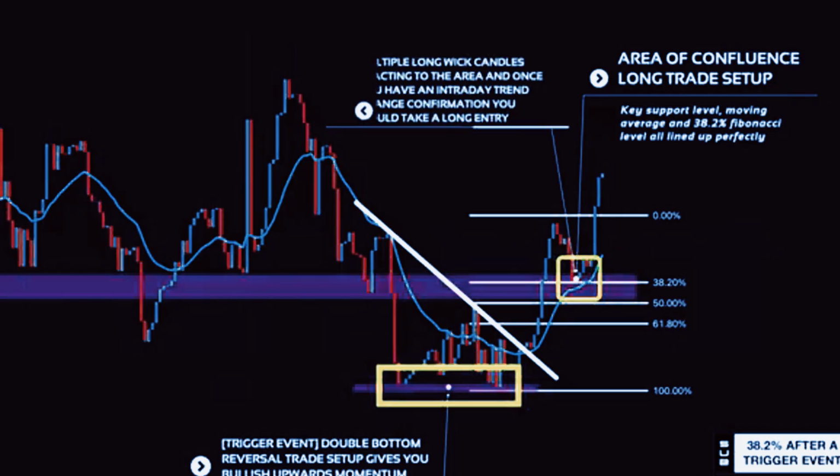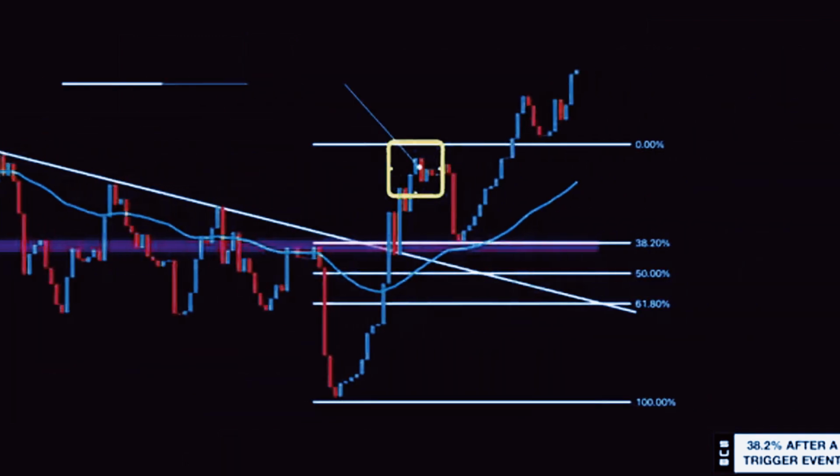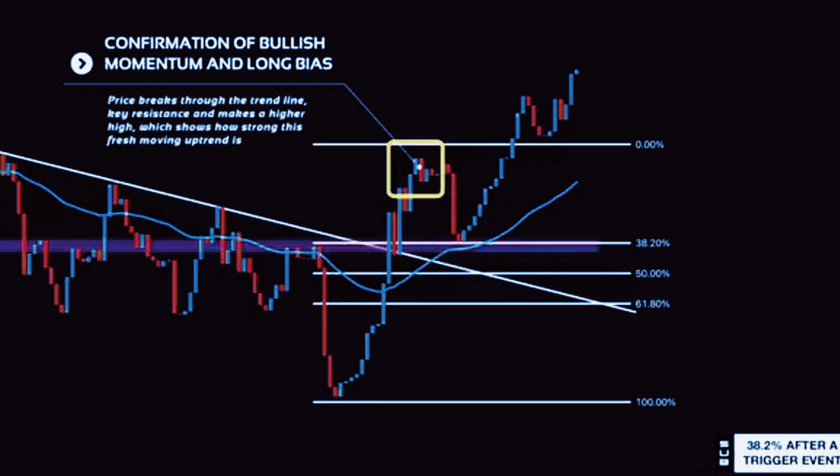As price reached the area, you had multiple candles with the wicks sticking out, showing a reaction, and once you had an intraday trend change confirmation, you would look for long entry points. So, one more. Price breaks through the key level, breaks through the trend line, and makes a higher high, which shows how strong the upwards momentum is, so you want to trade with it.